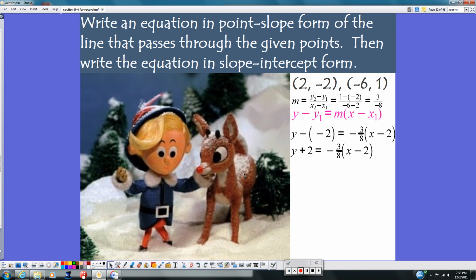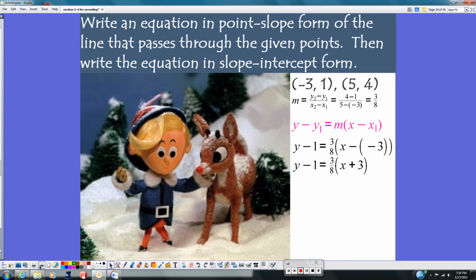Another example, find your slope first. We end up with -3/8 for our slope. Picking the first point to get y minus -2 equals -3/8 times the quantity x minus 2. Fix those double negatives to become y plus 2 equals -3/8 times the quantity x minus 2.